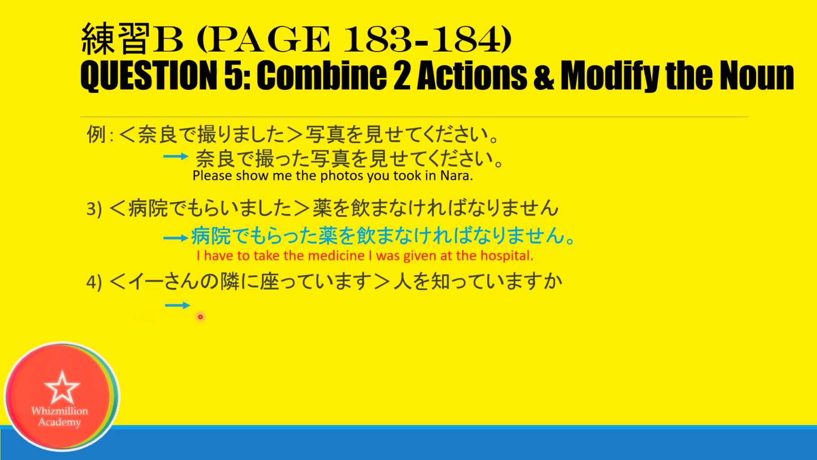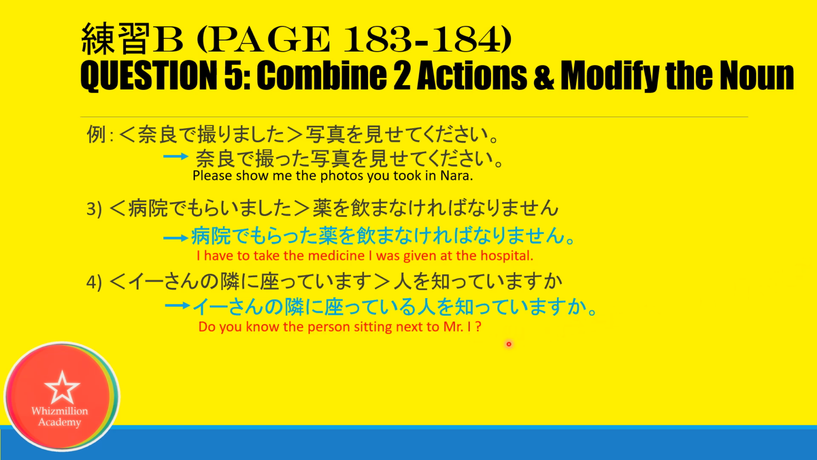Right? Next, question 4. イさんの隣に座っています。人を知っていますか? So, once again, we're going to combine the sentences. イさんの隣に座っている人を知っていますか? Do you know the person sitting next to Mr. E?